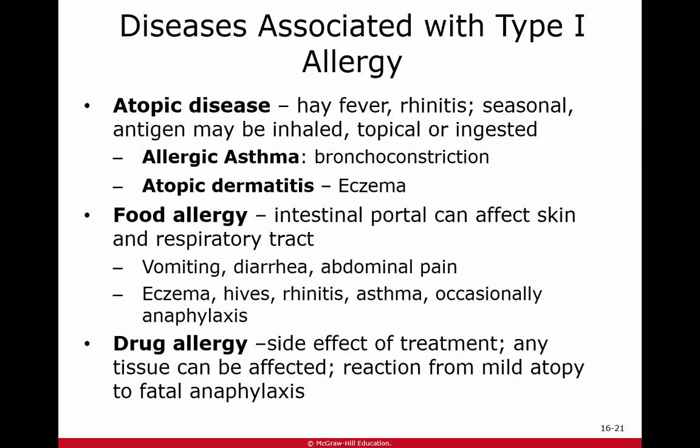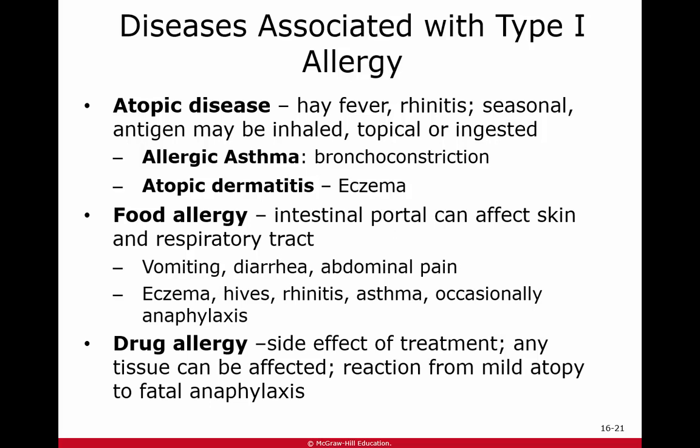So objective number 7 says basically distinguish between disease associated with type 1, so atopic versus food, and then drug. And so just a couple quick things. So atopic diseases associated with type 1 allergies: hay fever, rhinitis, which is basically common cold. You can see a lot of seasonal symptoms associated with atopic disease, so things that we inhaled or came in contact with topically or ingested.